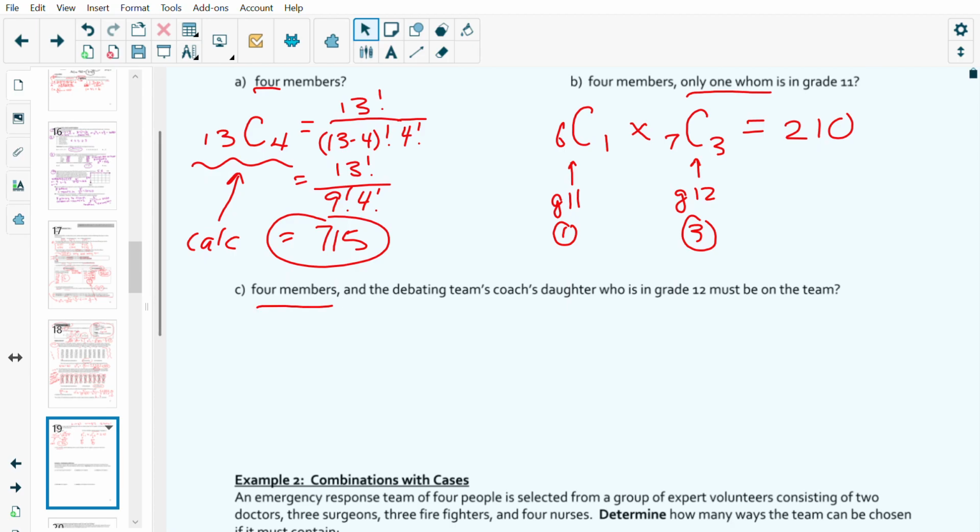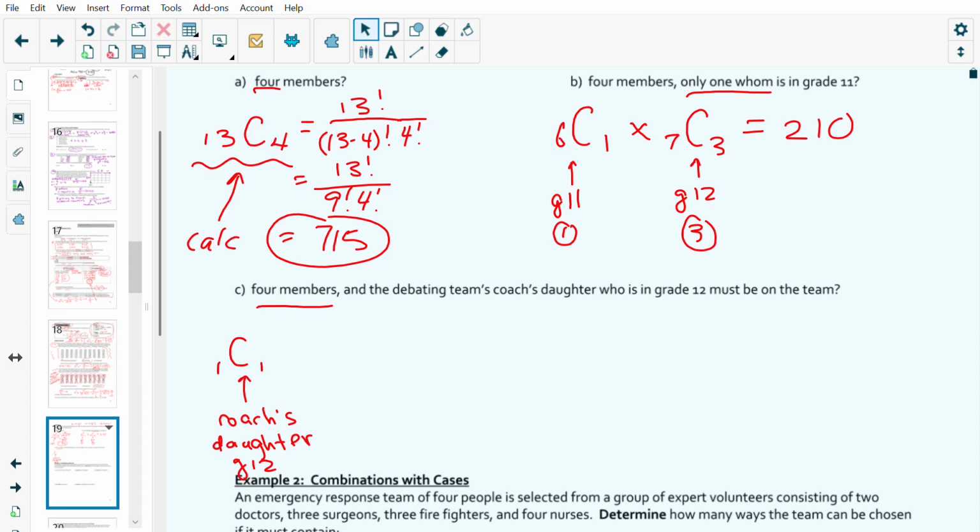Okay, 4 members, part C. And the debating team's coach's daughter, who is a grade 12 student, must be on the team. So coach's daughter, that's grade 12. So there's only one way to assign that one position.